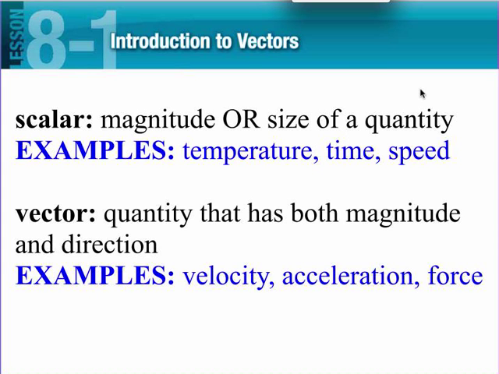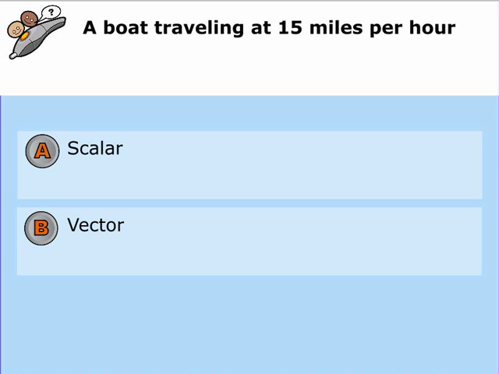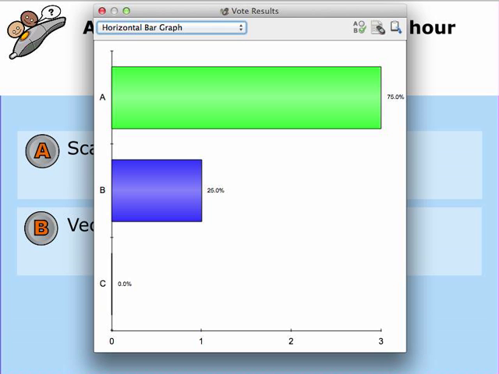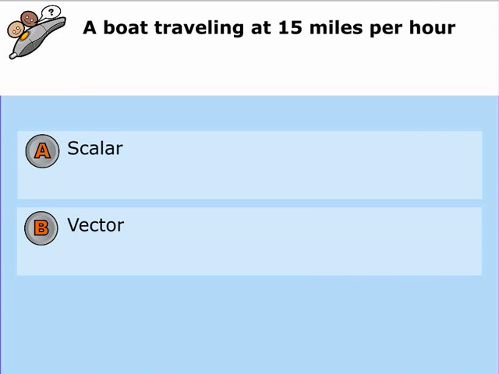So with that in mind, I want you to go ahead and look at this. It says a boat traveling at 15 miles per hour. On your expression, tell me, is that a scalar or a vector? Shouldn't take you very long. Is that a scalar or a vector? And the answer is a scalar. Why is it a scalar and not a vector? Because of speed. It didn't have direction, that's right.